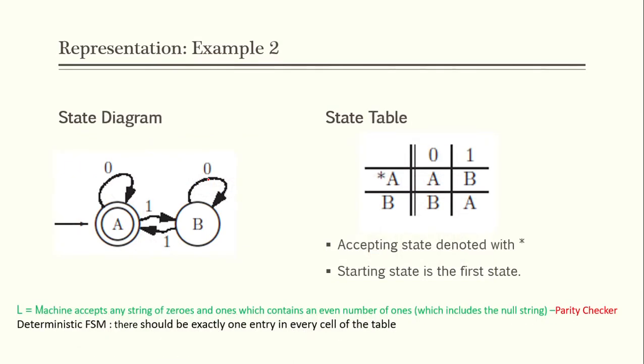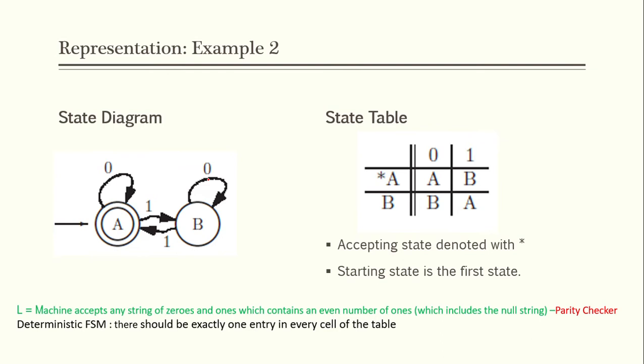Okay, so this is another example of a state diagram. This finite state machine represents the language of a machine that accepts any string of zeros and ones which contains an even number of ones, which includes the null string. Okay, this one also includes the null string as well. So the machine that can accept an even number of zeros and ones, we call it a parity checker. A parity checker is a machine that can accept an even number of zeros and ones.